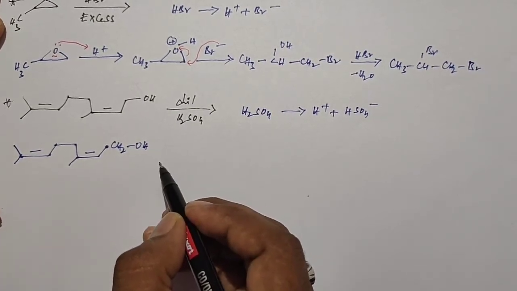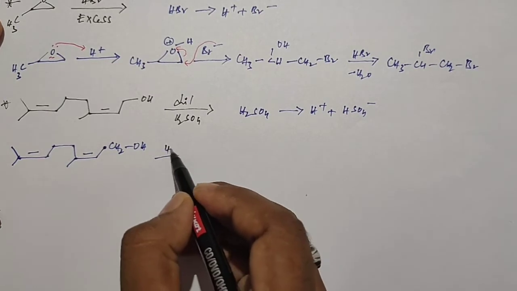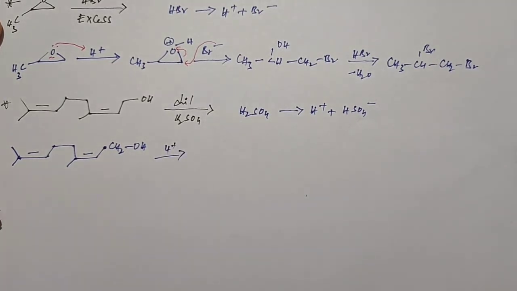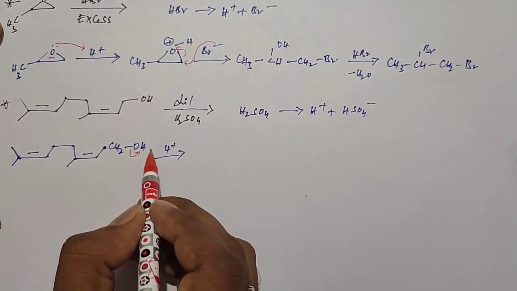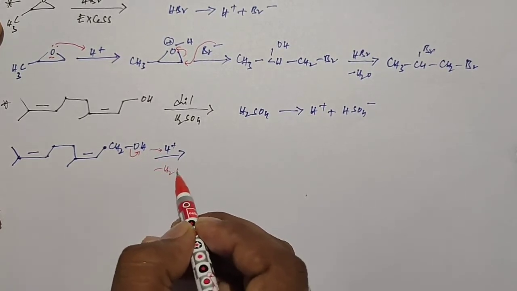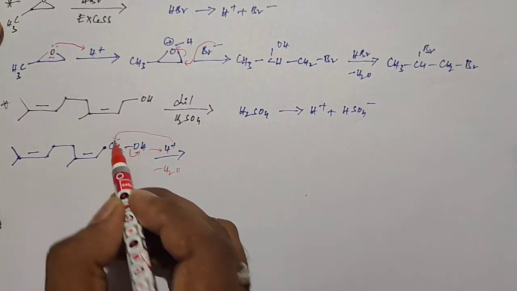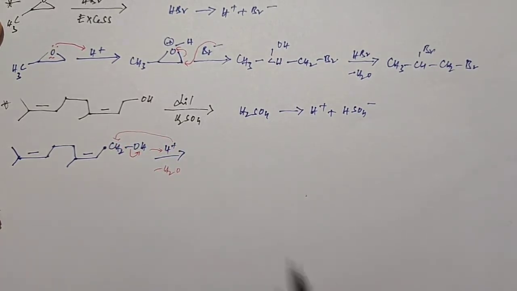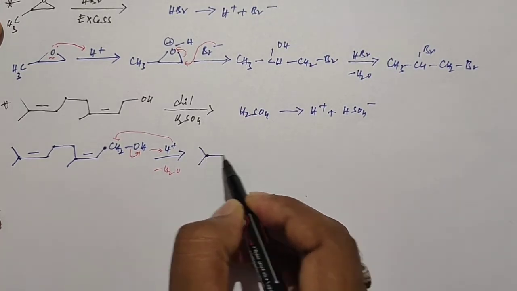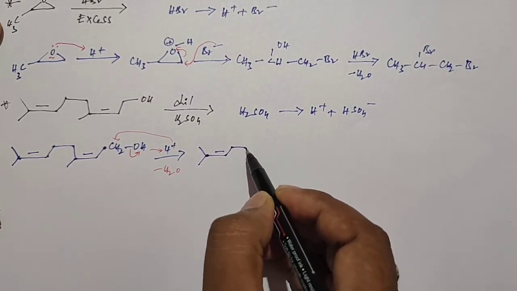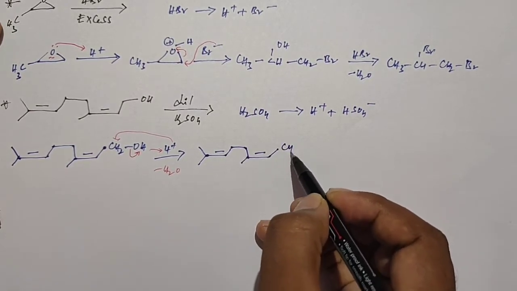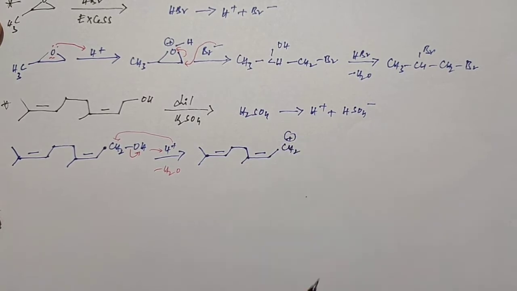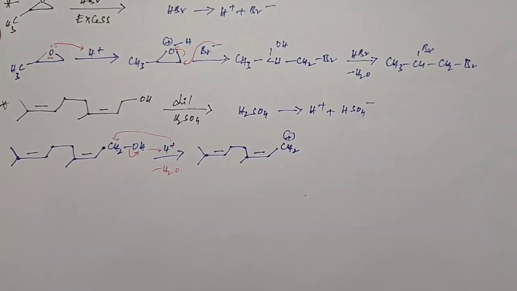When this compound reacts with the proton, these sigma electrons shift towards the OH, and this OH passes away with H plus ion in the form of water, and the positive charge shifts towards the carbon. Then we get the product. So we just get the primary carbocation. But here we have to get the tertiary carbocation.